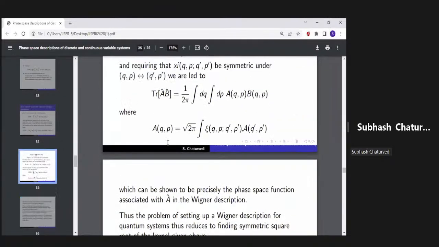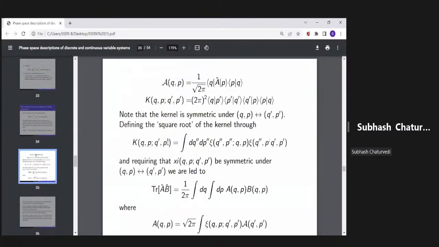And this becomes important when we go to the discrete case, in which this kernel would be simply a matrix of appropriate dimensions, and all we would need is to find a symmetric square root of that matrix. So it becomes a completely algebraic problem.